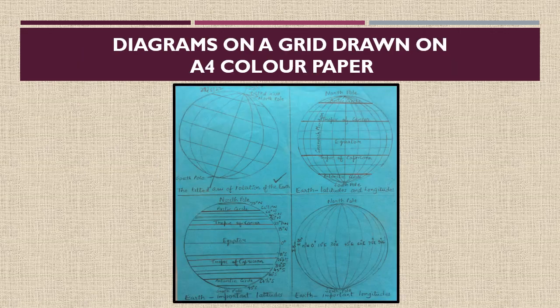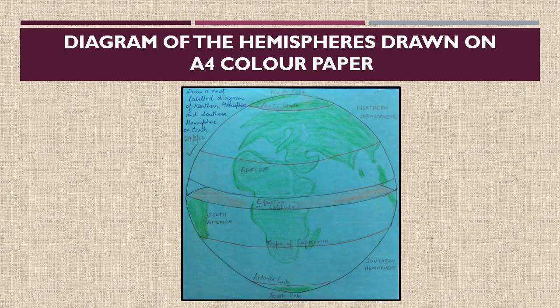An A4 color paper is divided into 4 parts to draw and label geographical diagrams like the tilted axis of rotation of the Earth as well as latitudes and longitudes. Topic-based grids can be used to draw and label diagrams. An entire A4 color paper is utilized to draw a labeled color diagram of the northern hemisphere and southern hemisphere of the Earth.